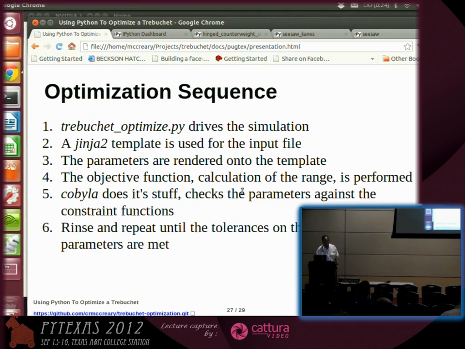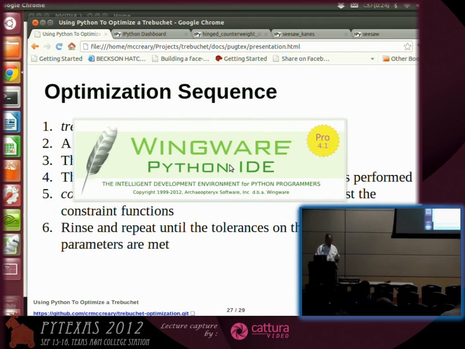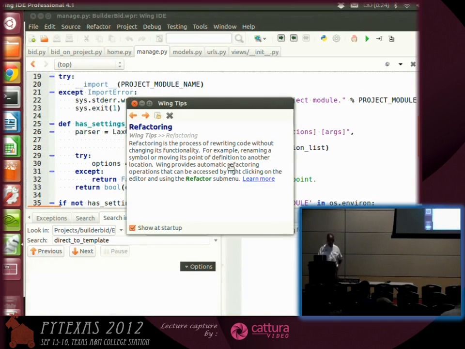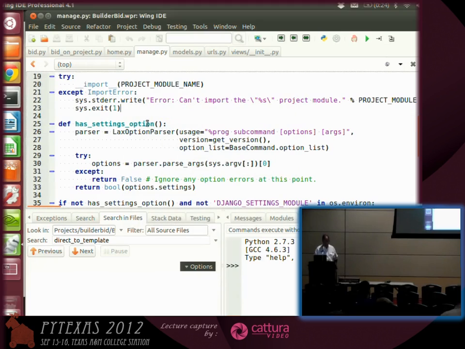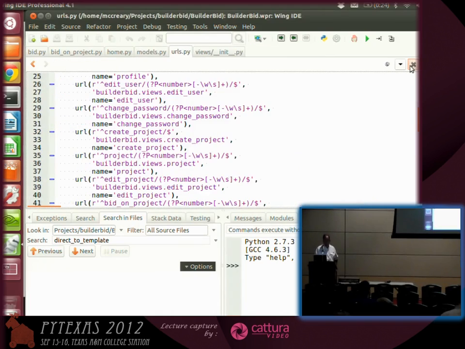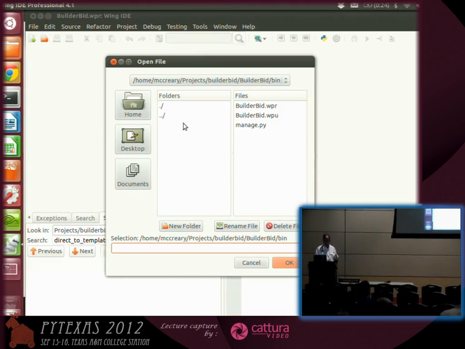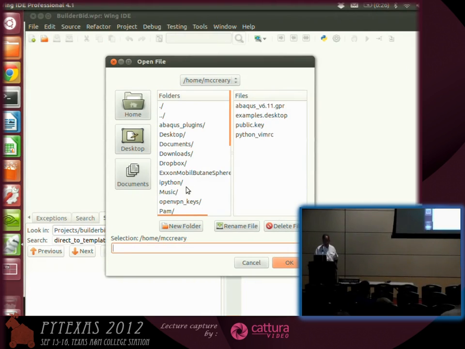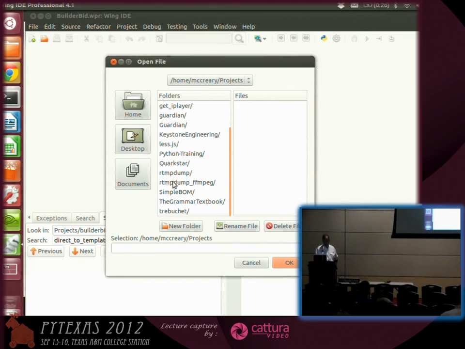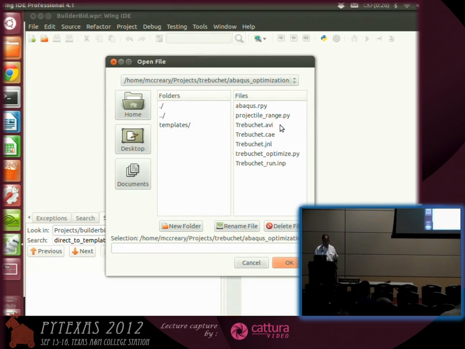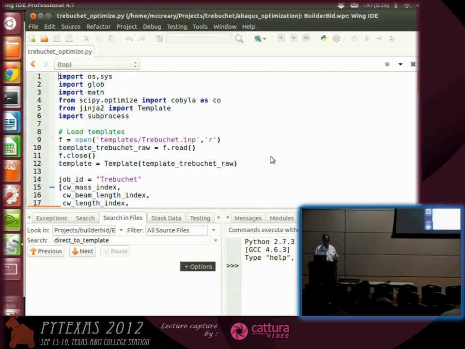So the sequence is this. We have this program called trebuchet_optimize.py. I think I have it. I may have it open. I may not. Well, since Wingware is one of our sponsors, we're going to use the Wingware IDE to look at the code. Otherwise, you'll be watching me use VI. Let's see. No, this is a Django project, so we're going to close all this out. And we're going to open up our trebuchet project, aptly named. Okay, this is the trebuchet optimize.